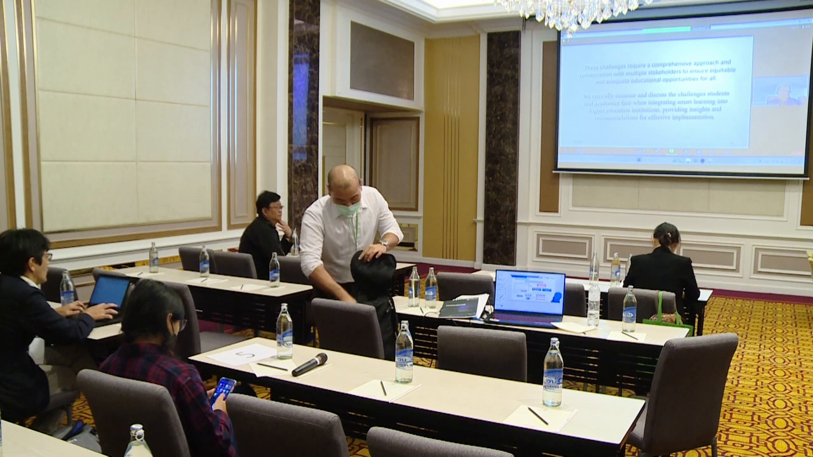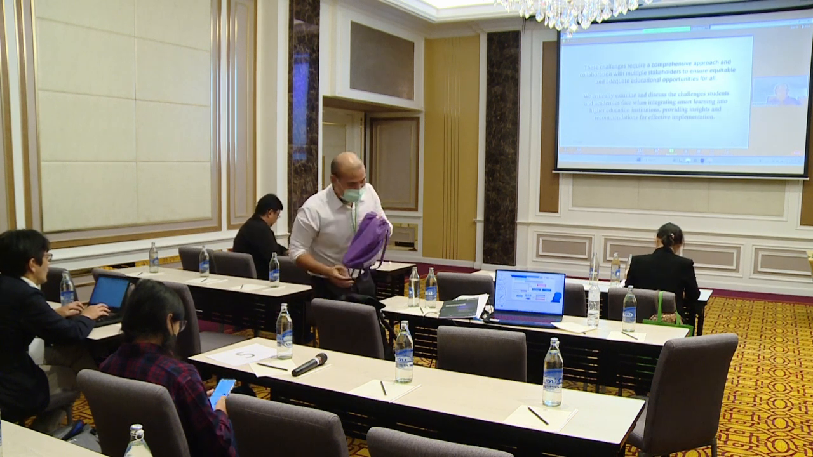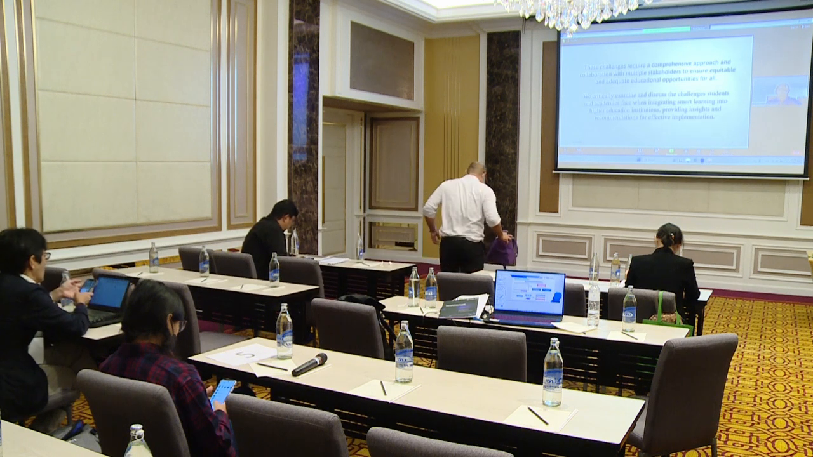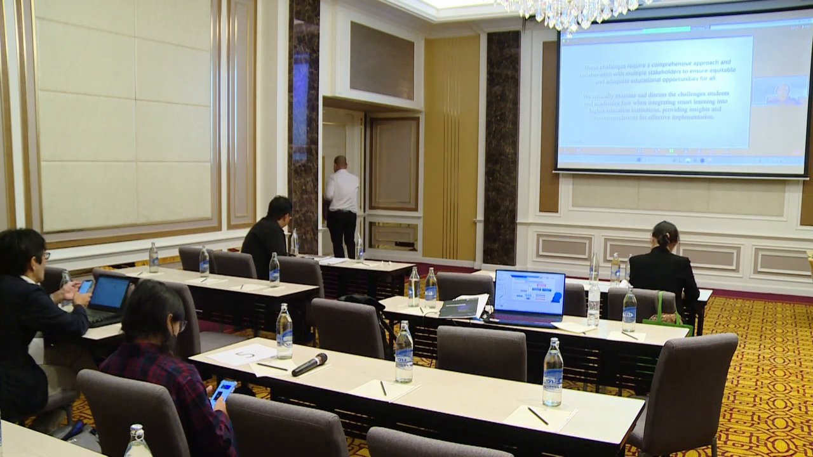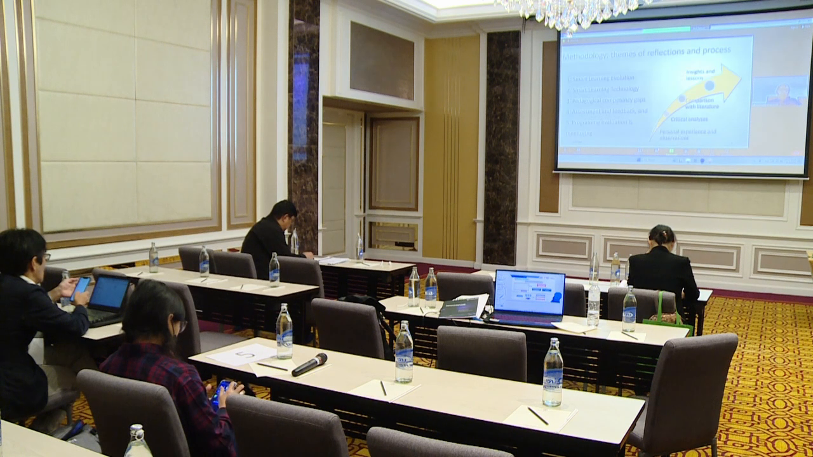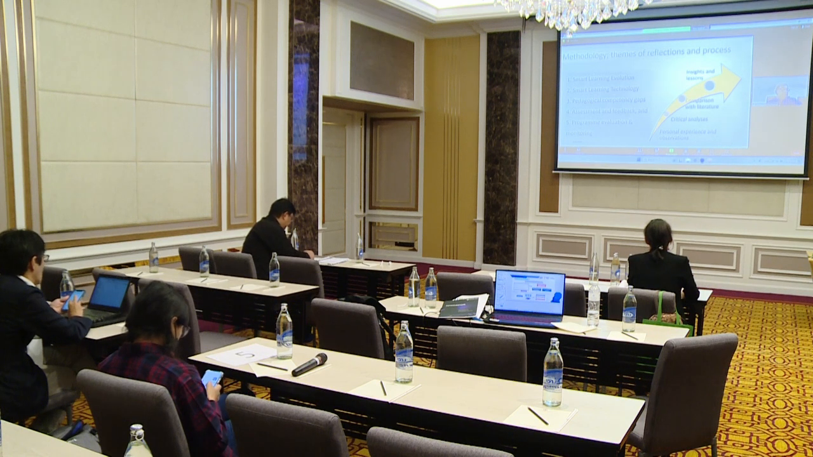In this paper, we will critically examine and discuss the challenges students and academics face when integrating smart learning into higher education institutions, providing insights and recommendations for effective implementation. We reflect on personal experiences and observations, did a critical analysis of our observations, and compared that with literature and provide insight and lessons on five topics: smart learning evolution, smart learning technology, pedagogical competency gaps, assessment and feedback, and program evaluation and monitoring.